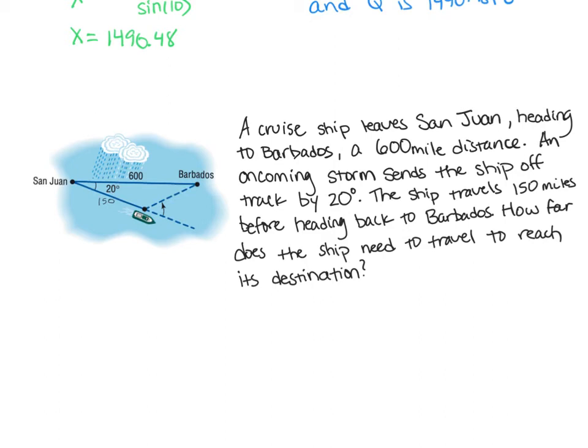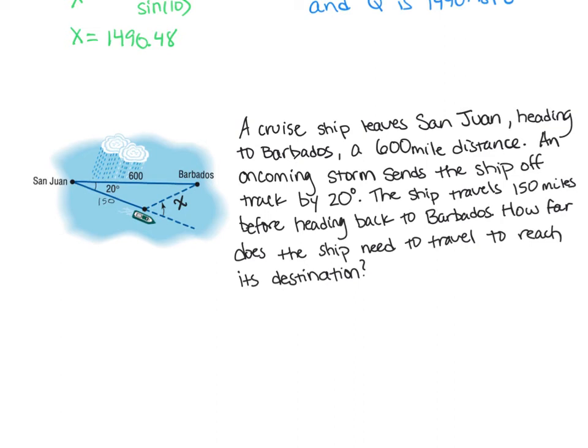So a cruise ship leaves San Juan heading to Barbados, a 600-mile distance. So there's 600 miles. An oncoming storm sends the ship off track by 20 degrees. So instead of going straight, we're off by 20 degrees. The ship travels 150 miles before heading back to Barbados. So we're going 150 miles off course. You've got to turn around. How far does the ship need to travel to reach its destination? So from where it is right now, the question is, what is this distance?